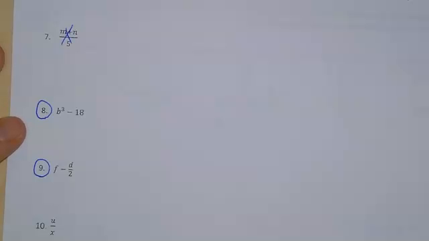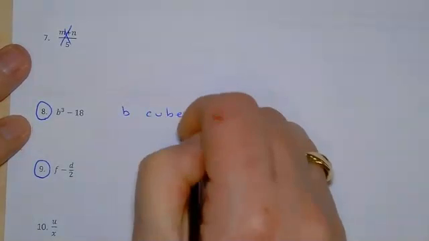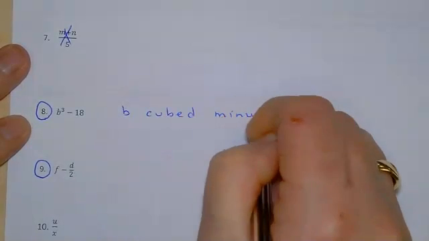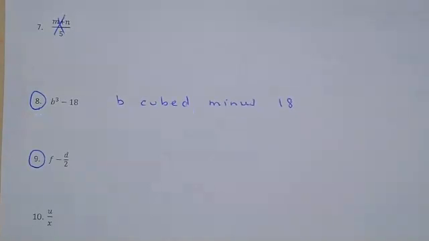All right, Brooklyn, you did this first one. What did you write down for number 8? B cubed minus 18. Genius. Can I tell you how I wrote it? Yeah. B to the third power minus 18, not of. Yep. B to the third power is also correct, minus 18. What about number 9?